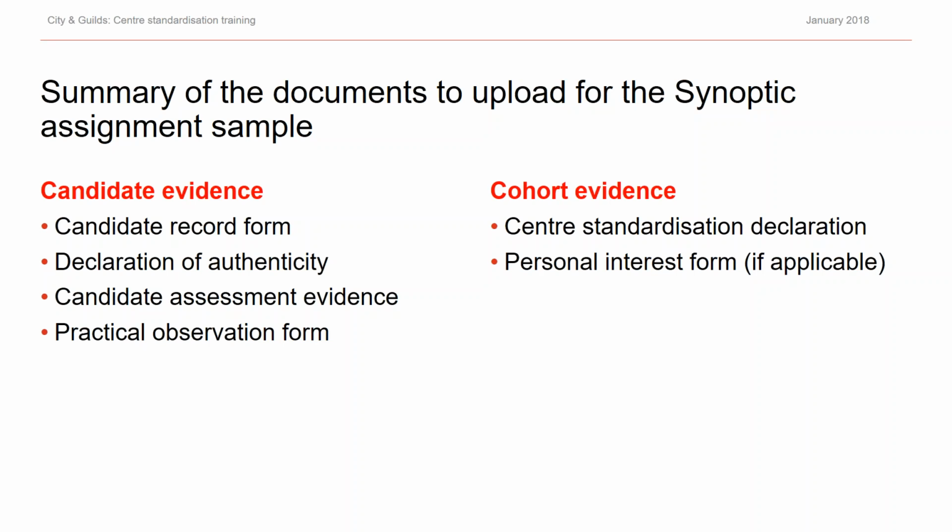If, however, you do decide to handwrite on these documents, please ensure that you complete it in pen, and once scanned, the document is still legible. So as you can see here, we have candidate evidence, candidate record form, declaration of authenticity, their actual work that they've submitted, and then a practical observation form, and then the cohort evidence, which is placed on the centre area of the moderation portal, which is the centre standardization declaration, and also a personal interest form if that is applicable.